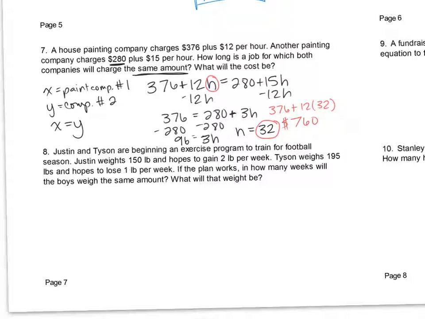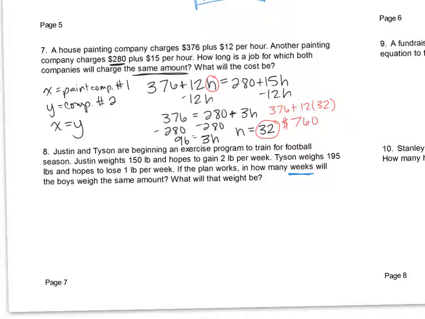Okay, if we look at number 8, Justin and Tyson are beginning an exercise program to train for football season. Justin weighs 180 pounds and hopes to gain 2 pounds per week. Tyson weighs 195 pounds and hopes to lose 1 pound per week. If the plan works, in how many weeks will the boys weigh the same amount? What will that amount be?